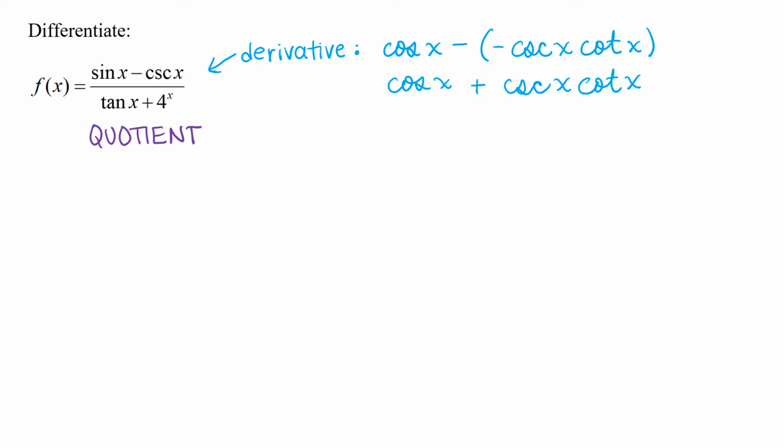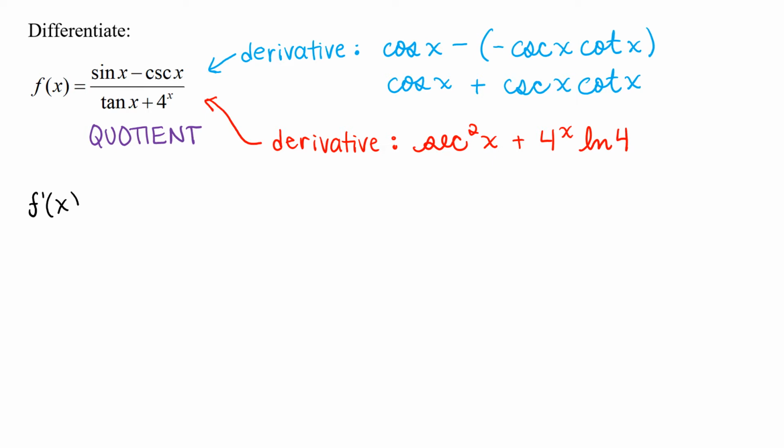And we'll also want the derivative of our denominator. The derivative of tangent x is secant squared x, and the derivative of 4 to the x is 4 to the x, natural log of 4. And now we can use the quotient rule to find our overall derivative of f prime of x.